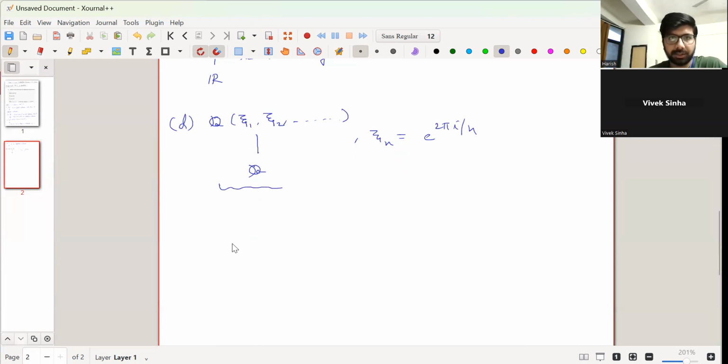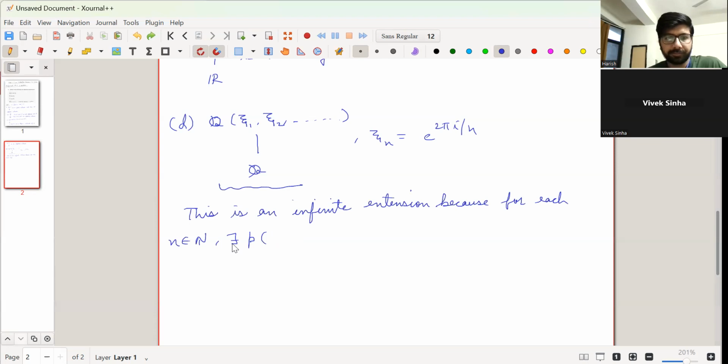So first of all, see that this is an infinite extension, because for each n belongs to N, there exists a prime p greater than n, and Q adjoined with that xi p over Q.